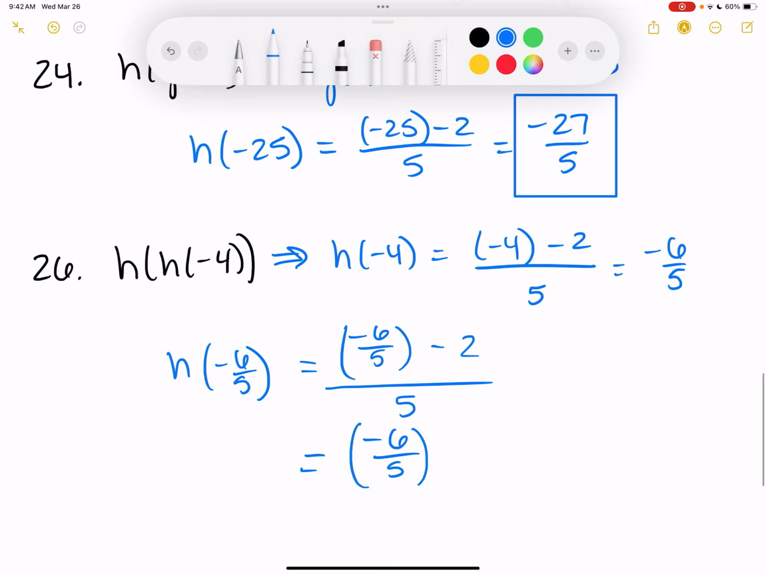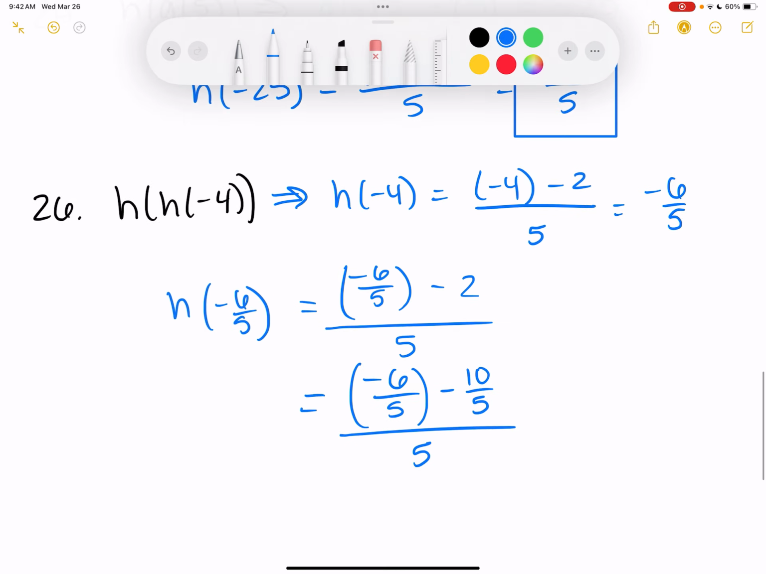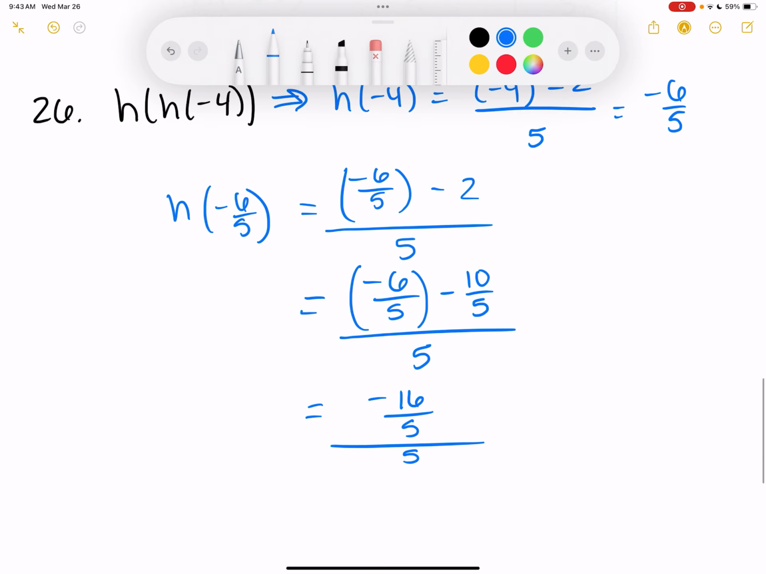Common denominator on top. So I've got negative 16 over 5 all over 5. We multiply by 1 over 5. So negative 16 over 5 times 1 over 5 is negative 16 over 25.